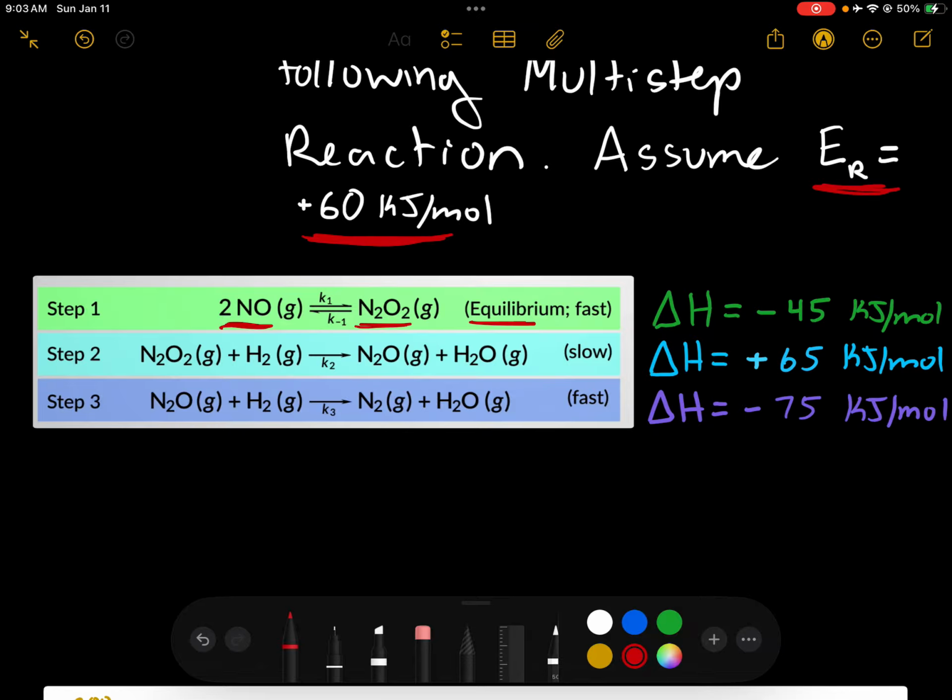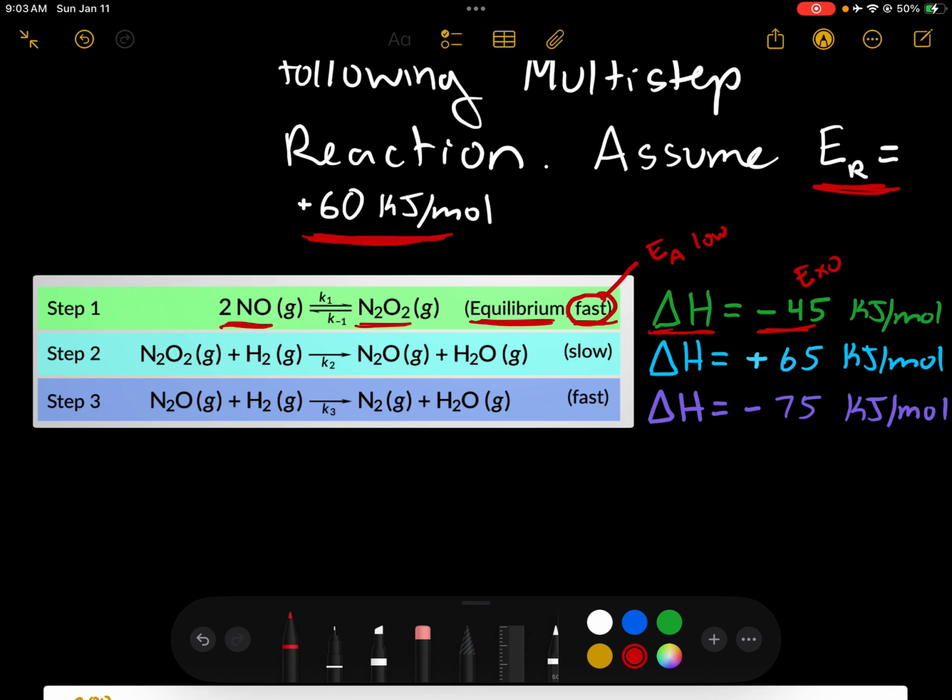We are told that it's an equilibrium, and we are told that it is a fast step. The word fast tells you that our E sub A for that particular step is low. We are also told a delta H value for that step, and that delta H value is negative, which means that that particular step is exothermic overall. All right, so let's look at our blank graph and sketch out that particular step.